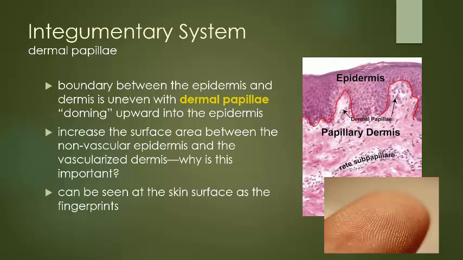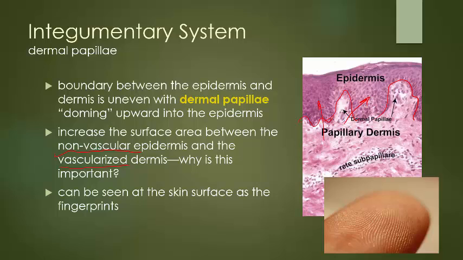So why would that be valuable? Think a little bit about what the characteristics of the epidermis are. The epidermis is non-vascular, while the dermis is highly vascularized. So why would it be important to increase that surface area? Well, hopefully what you thought about was we've got to get nutrients and oxygen into the epidermal layers because there are no blood vessels there. And so the more surface area that we have between the dermis and the epidermis, then the easier it is to get that oxygen and those nutrients up into the epidermis and get the wastes delivered down to the dermis.